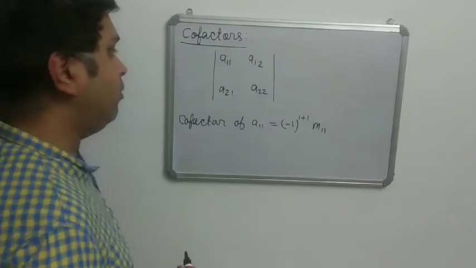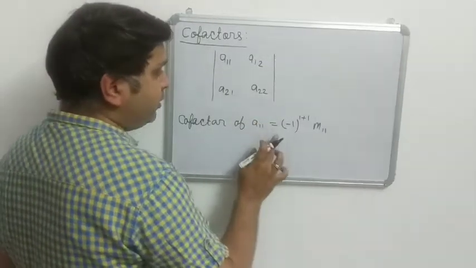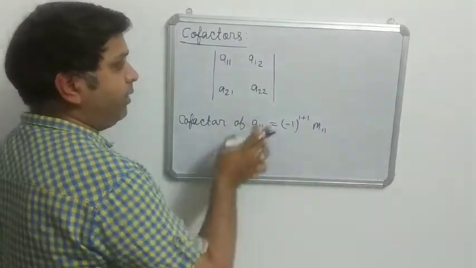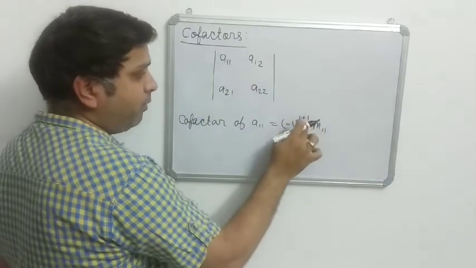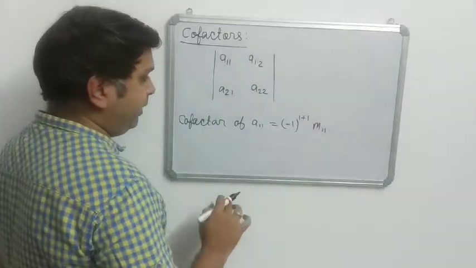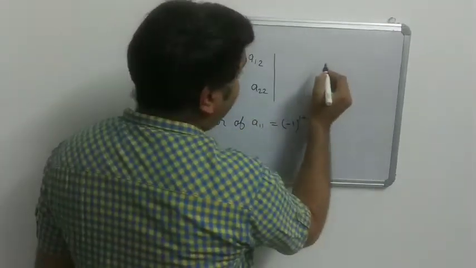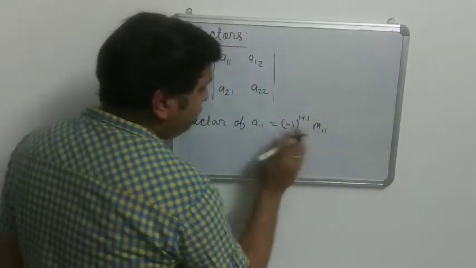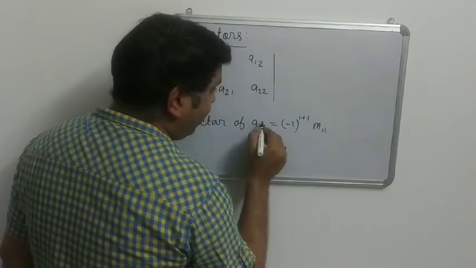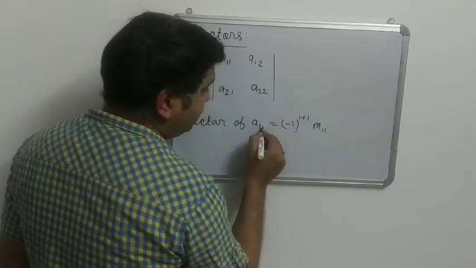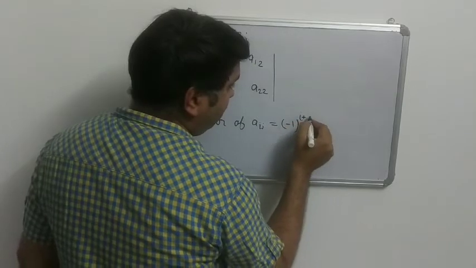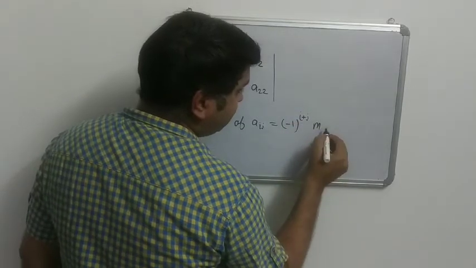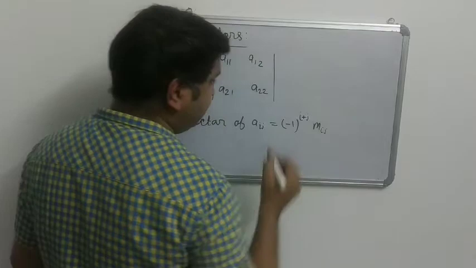ठीक है. तो इसका कोफैक्टर बच्चों किसी भी एलिमेंट का कोफैक्टर हम क्या करेंगे? -1 की पावर उस एलिमेंट की रो और कॉलम की पावर लेंगे और इनटू माइनर ऑफ दैट एलिमेंट. तो एक बार मैं पहले कोफैक्टर का फॉर्मूला लिख लेता हूं. So cofactor of the ith row and jth column element will be -1 to the power i plus j and Mij.